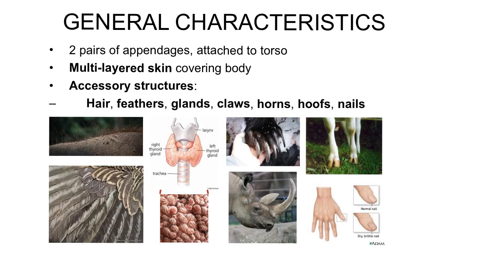As far as some other general characteristics, we have 2 pairs of appendages attached to our torso. So we have 2 arms and 2 legs. We also have a multi-layered skin. So it's not just one layer of skin cells, it's several layers deep. And we have accessory structures that help us do various functions, whether it's hair, feathers, glands, claws, horns, hooves, nails. And these accessory structures help us chordates to be better at whatever it is we do.